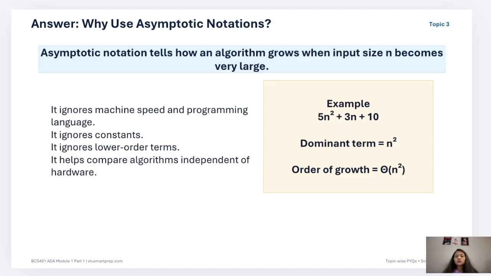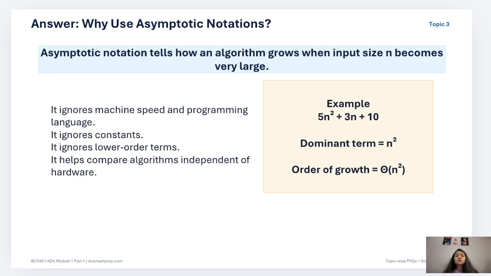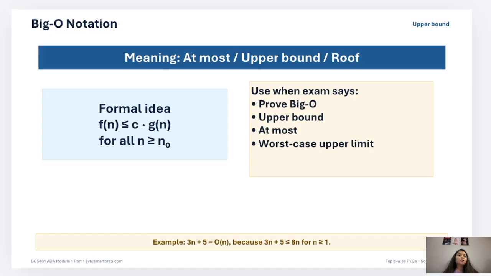Clear? So next we have big O notation. In the previous slide, I was trying to tell you the definition and the example for asymptotic notation. So these points you can remember and write in the exam. Nothing difficult, right? So please note down this point, and write down the example for asymptotic notation. Next we have big O notation.